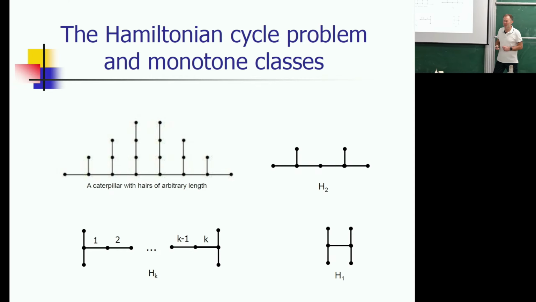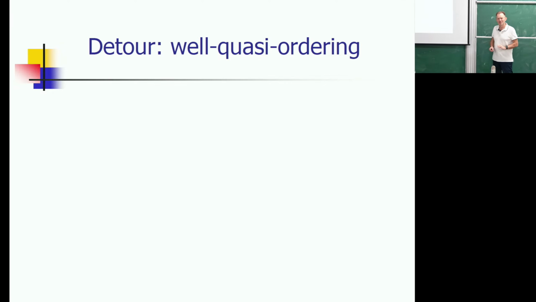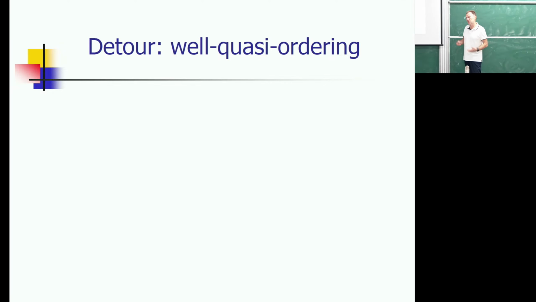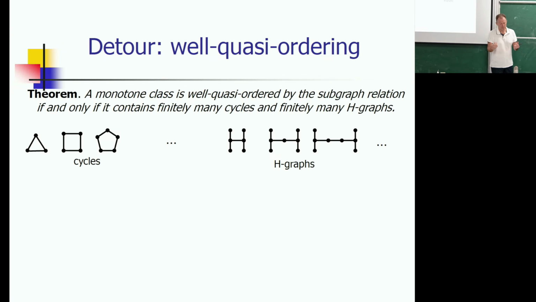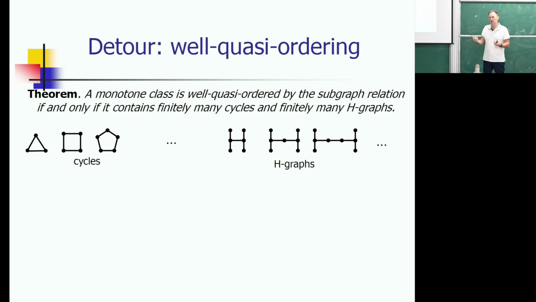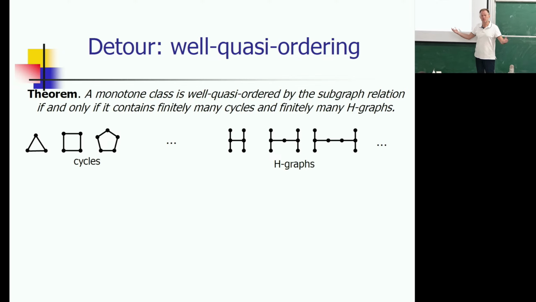But before that, let me make a short detour in the area of well quasi-ordering. This detour is irrelevant for the rest of the talk, but I think it's interesting, and somehow it justifies the importance of the H graphs. So we know that cycles form an infinite anti-chain with respect to the subgraph relation. The same is true for the H graphs. It's not difficult to see that they are incomparable as subgraphs. None of them can be obtained from the other by deleting vertices or edges. And moreover, together, they form an infinite anti-chain.